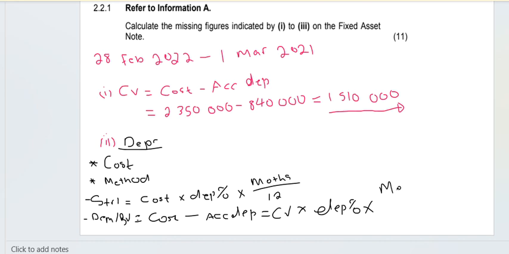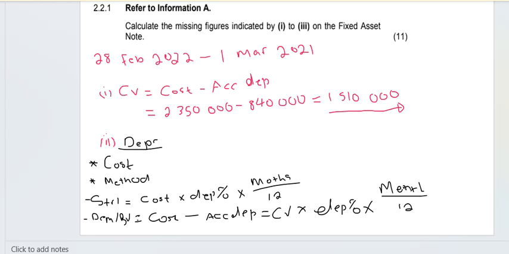It's similar now for months, just the period of months over 12. This is a strategy that we need to use when doing all this stuff. So you must be equipped for this because it's a practical strategy that you must use.